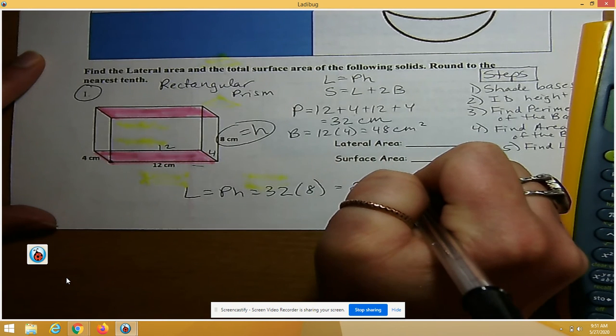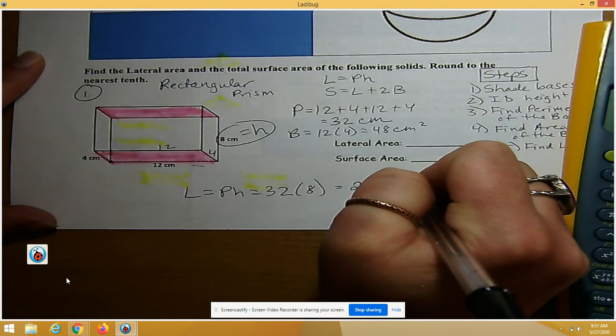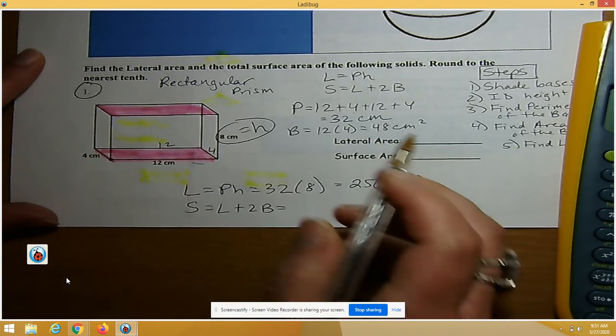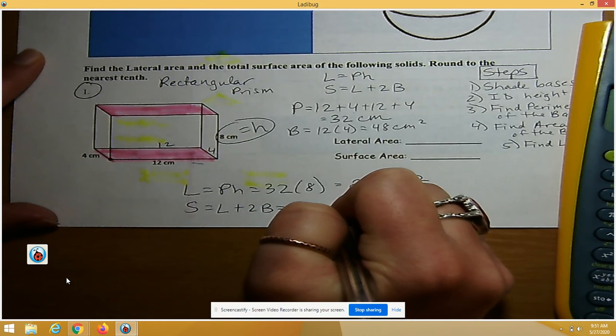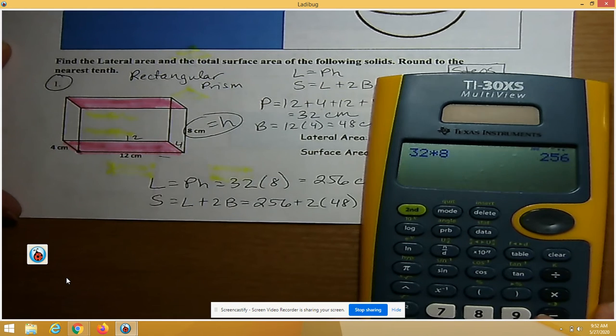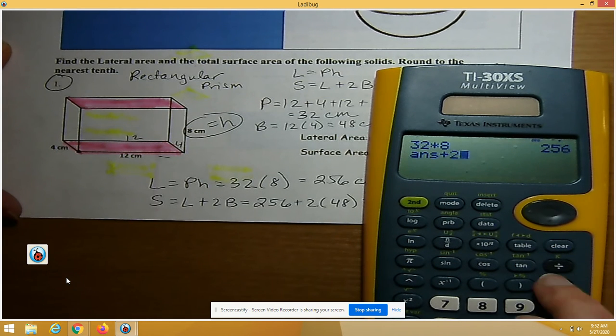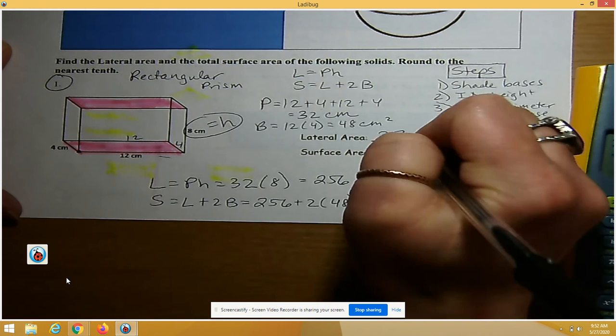All right, now I'm going to do total surface area, which is the lateral area plus 2 times the base. So if you get the wrong lateral area, or if you have an error, it will follow you. So that's why we always want to see your work and what you're putting into the calculator. So that's really important. I'm a big fan of the answer button, so I'm just going to do plus 2 times 48, and I get 352 centimeters squared. So my lateral area is 256 centimeters squared. The surface area was 352 centimeters squared.